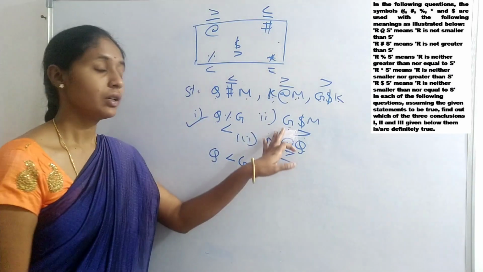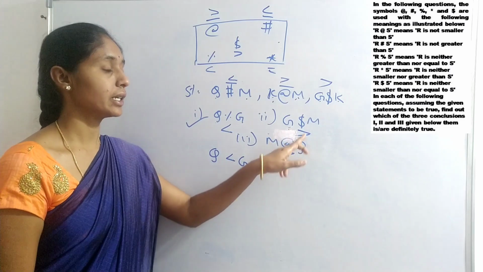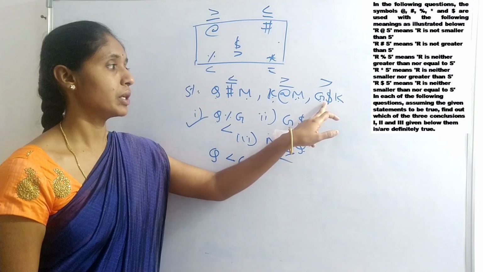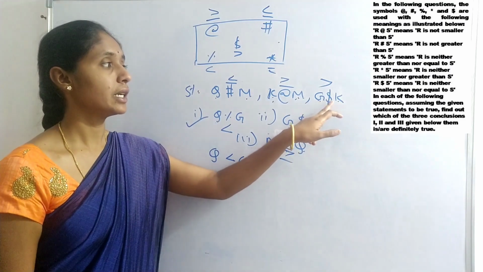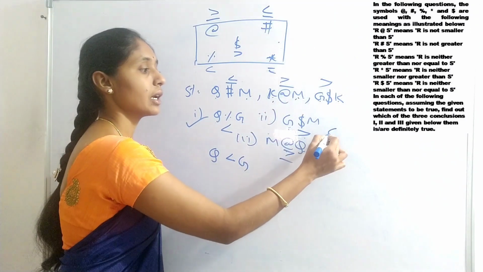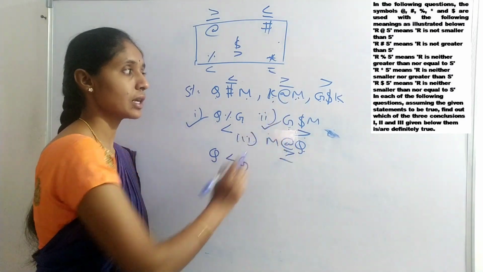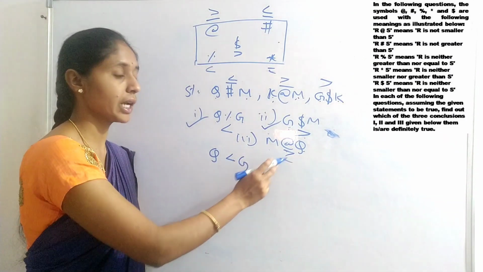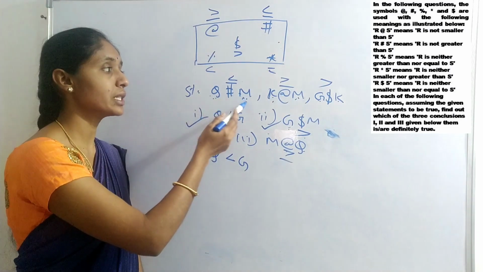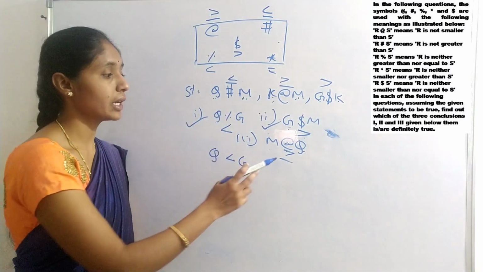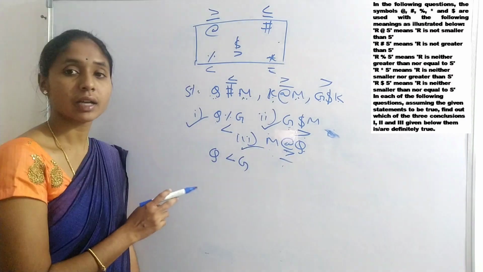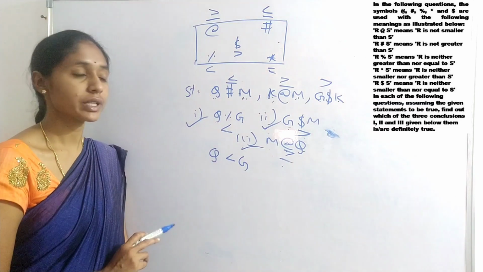For second conclusion, G greater than M. So to answer this, we should consider these two statements. K, G greater than K greater than or equals to M. So from this we can conclude G greater than M. This is also true. And next one, M greater than or equals to Q. That is direct in statement, Q less than or equals to M is given. We can write it as M greater than or equals to Q. So all conclusions are true for this question.